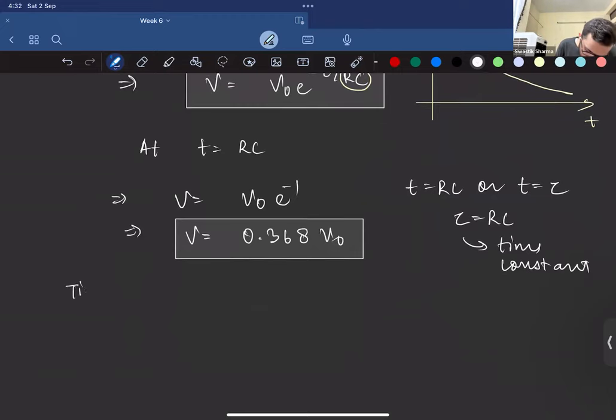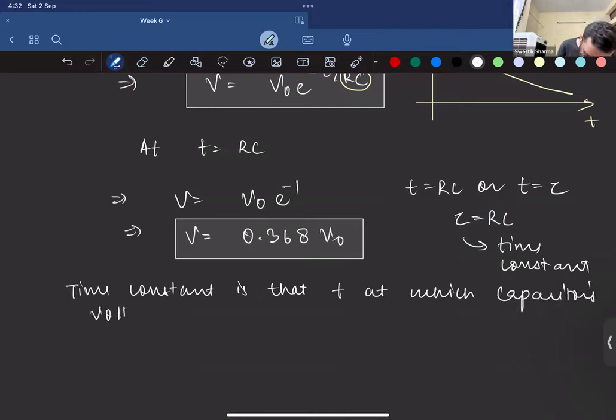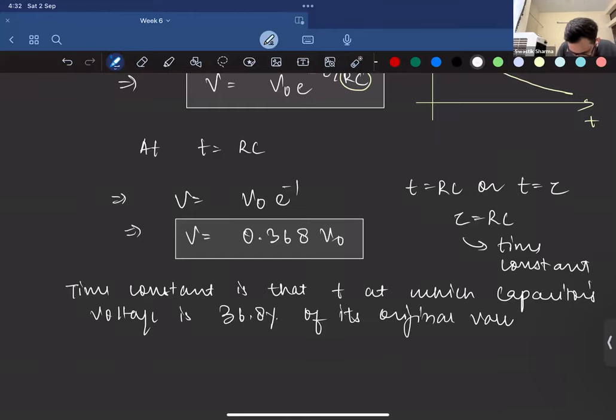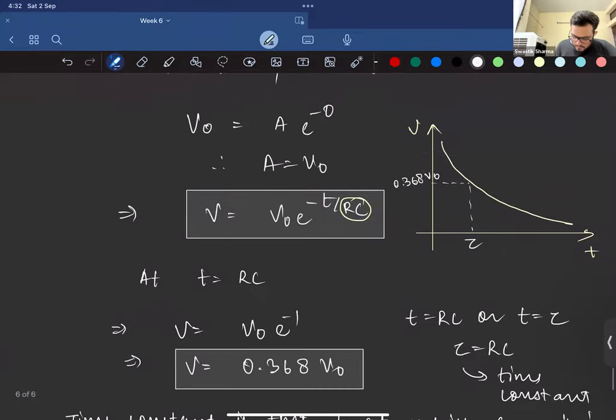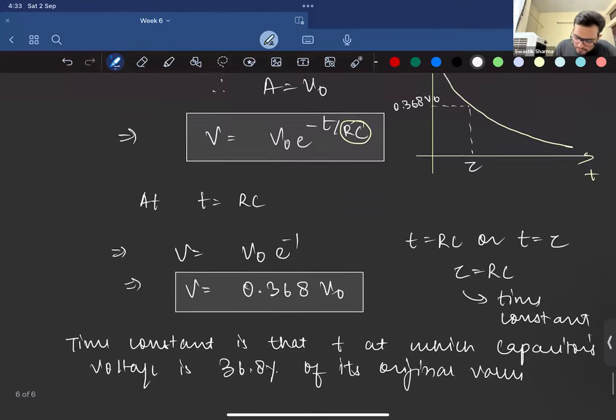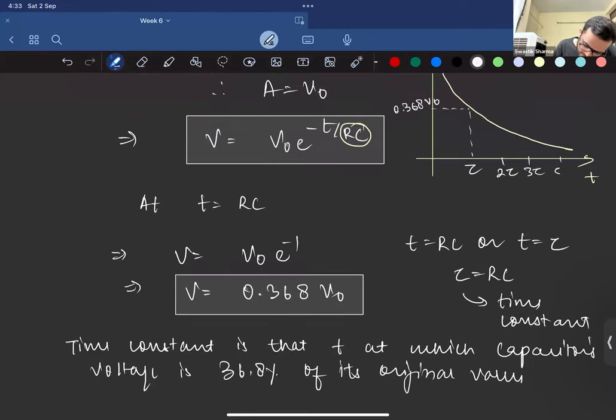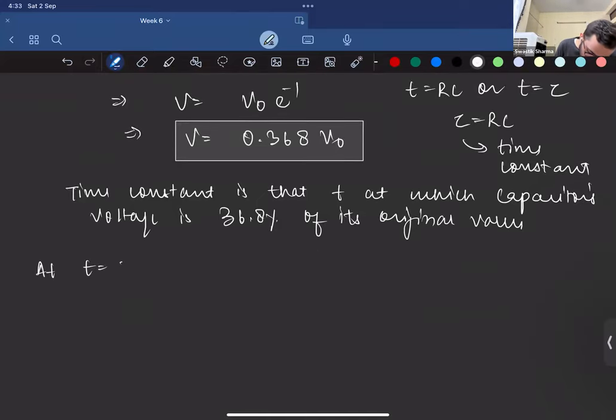So we say time constant is that t at which the capacitor's voltage is 36.8% of its original value. So somewhere, let's say, here will be tau. And you can equate t equals to 2 tau, 3 tau, and let's say 5 tau. And you'll see that at 5 tau, V is approximately 0, right? So we say at t equals to 5 tau, the circuit has reached its steady state.